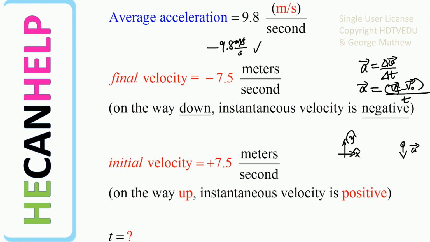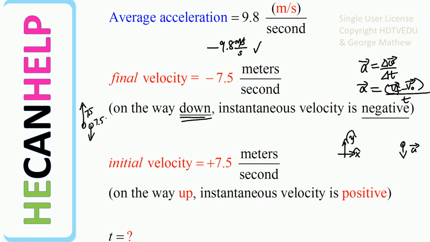Final velocity is negative 7.5 meters per second. So if you throw something vertically up at 7.5 meters per second, what do you think will happen on the way down? On the way up, the acceleration decreases the speed. On the way down, the acceleration increases the speed. So because of that reason, it will have to come back to 7.5, but pointing down.